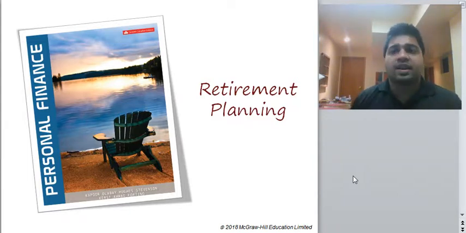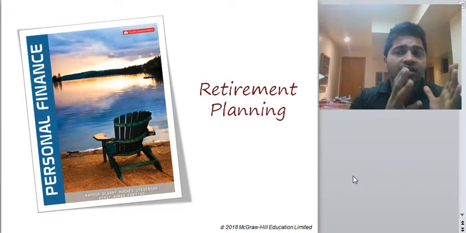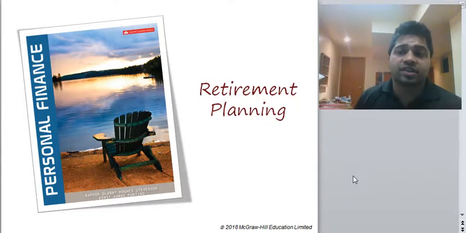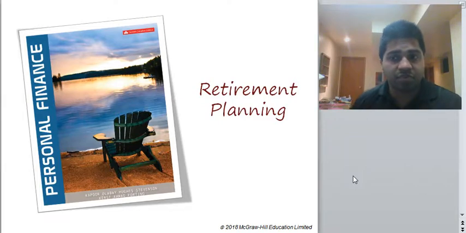So how do you plan for your retirement? It's a simple process. The first step is you need to factor in what you have, so what assets you have. You may have a house, you may have some investments. You need to factor in what all assets you have and how these assets can be used when you retire. For example, if you have a house, you can maybe sell it when you retire and move to a smaller one.